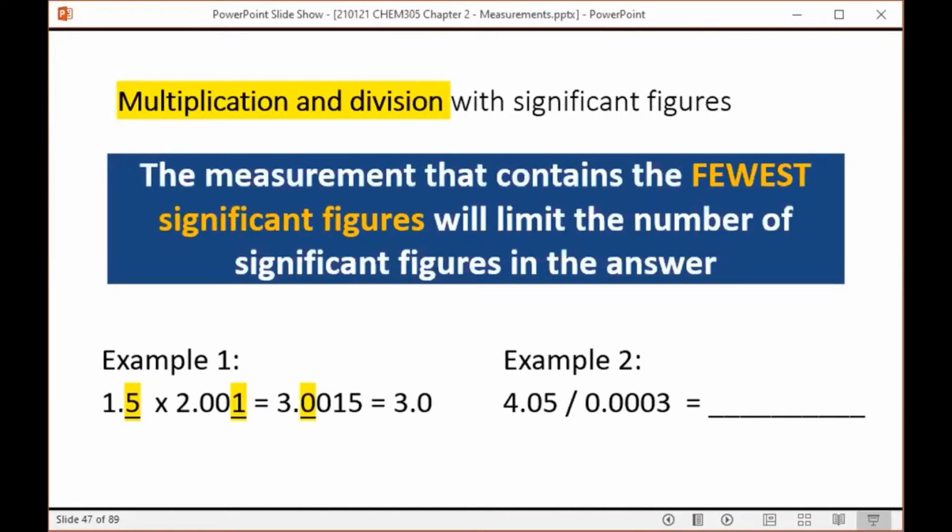So if we look at the first example, we have 1.5, which has 2 sig figs, multiplied by 2.001, which has 4 sig figs, to get on your calculator 3.0015. But because this is multiplication or division, we can't keep all these digits. Your calculator might display even more. We have to round it to show how precise our original measurements were, to make sure we're not adding extra numbers or accidentally dropping numbers that are important.